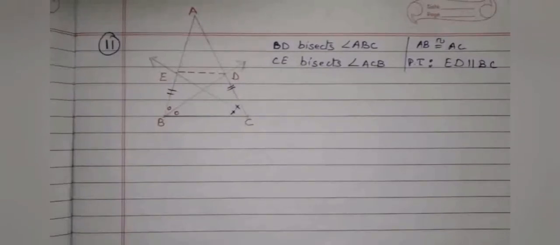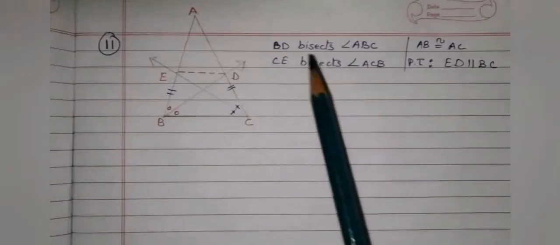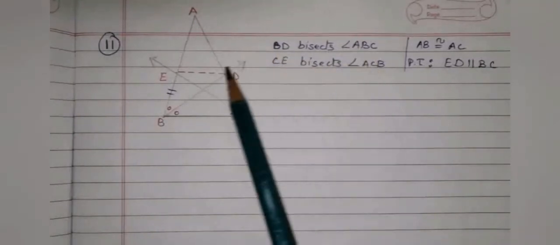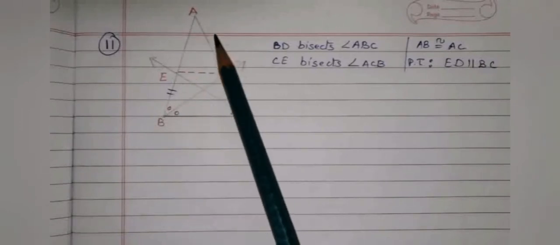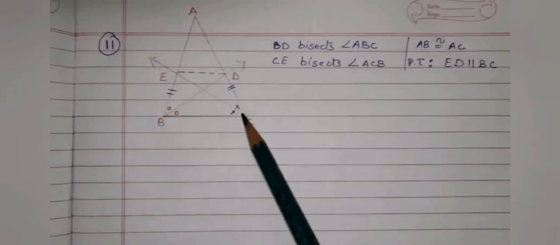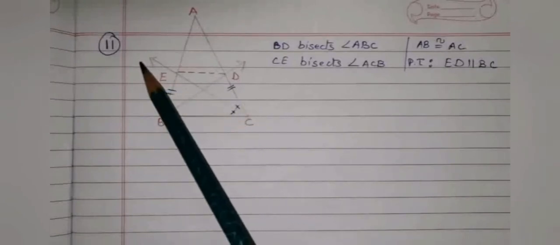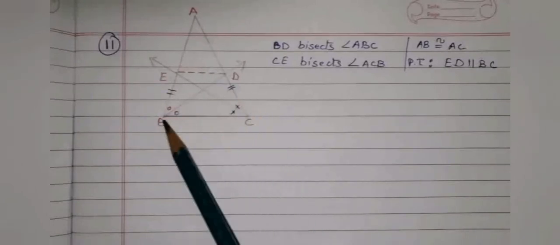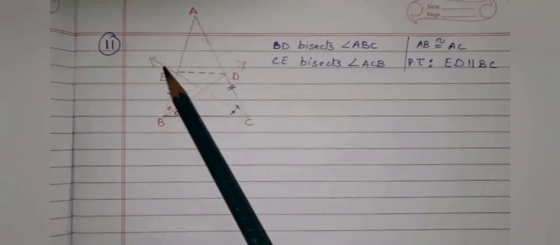Question number 11. The figure is not given. Based on the information given, we will draw the figure. Triangle ABC in which ray BD bisects angle ABC. So we have drawn triangle ABC. BD is bisecting angle ABC. Ray CE bisects angle ACB. So we have drawn this bisector here.